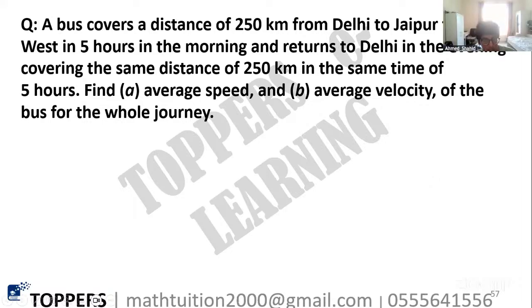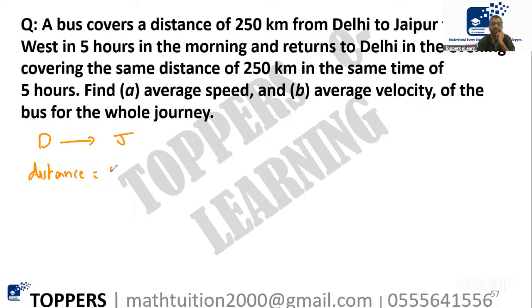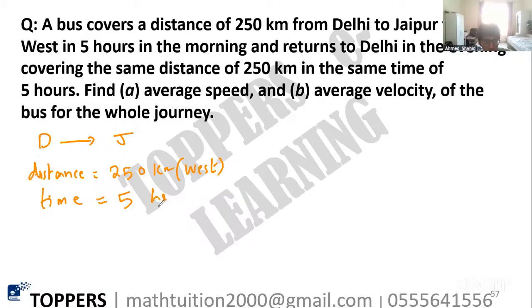A bus covers a distance of 250 kilometers from Delhi to Jaipur towards west in 5 hours. Distance equals 250 kilometers. How much time? 5 hours. Then it returns to Delhi in the evening covering the same distance of 250 kilometers. Time also same, right? Yes, time also same.